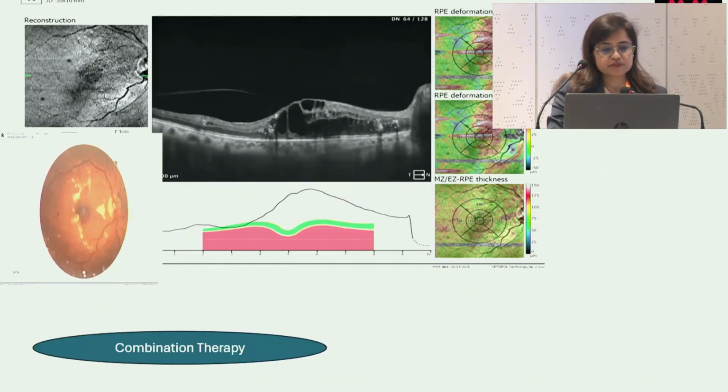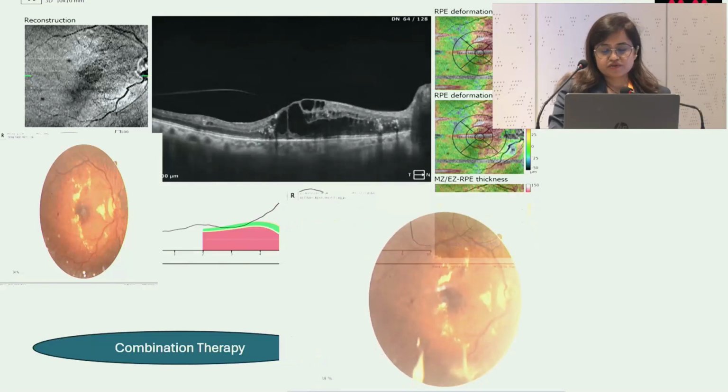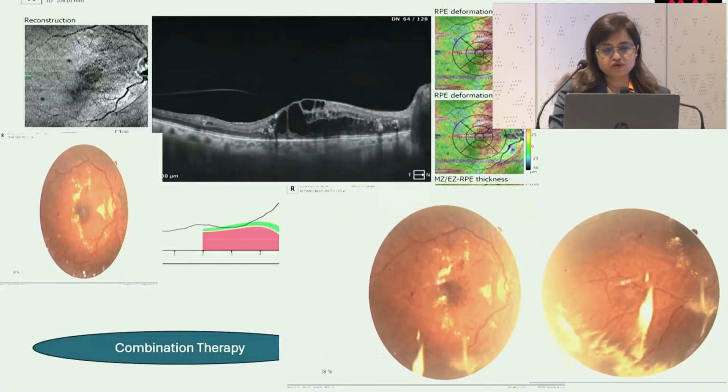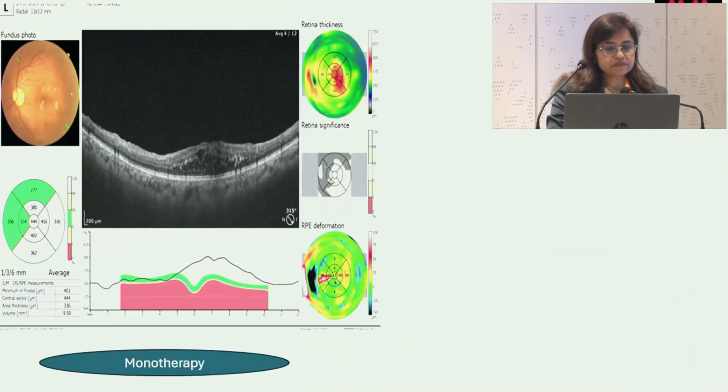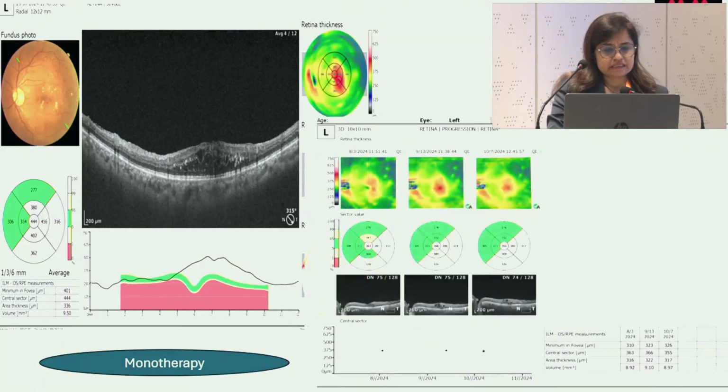So this is one of the patients who received combination of ranibizumab and triamcinolone. And these are the 3 monthly follow-up OCTs of the patient. There was a significant reduction in central macular thickness, and the patient did not require another treatment at the end of 3 months.